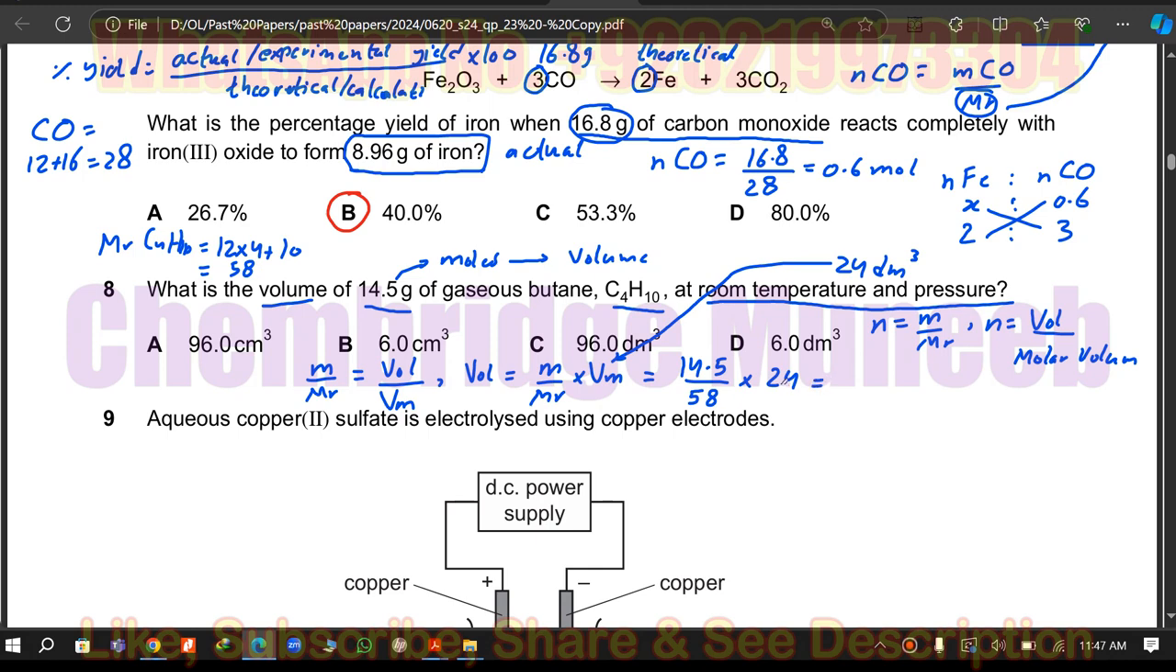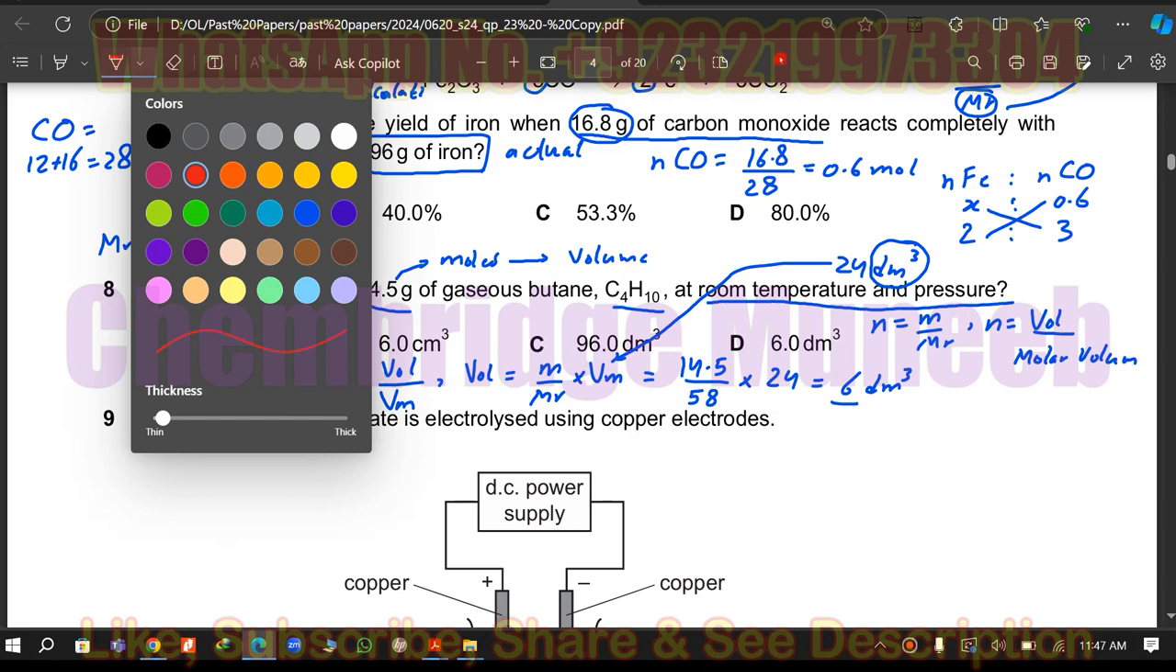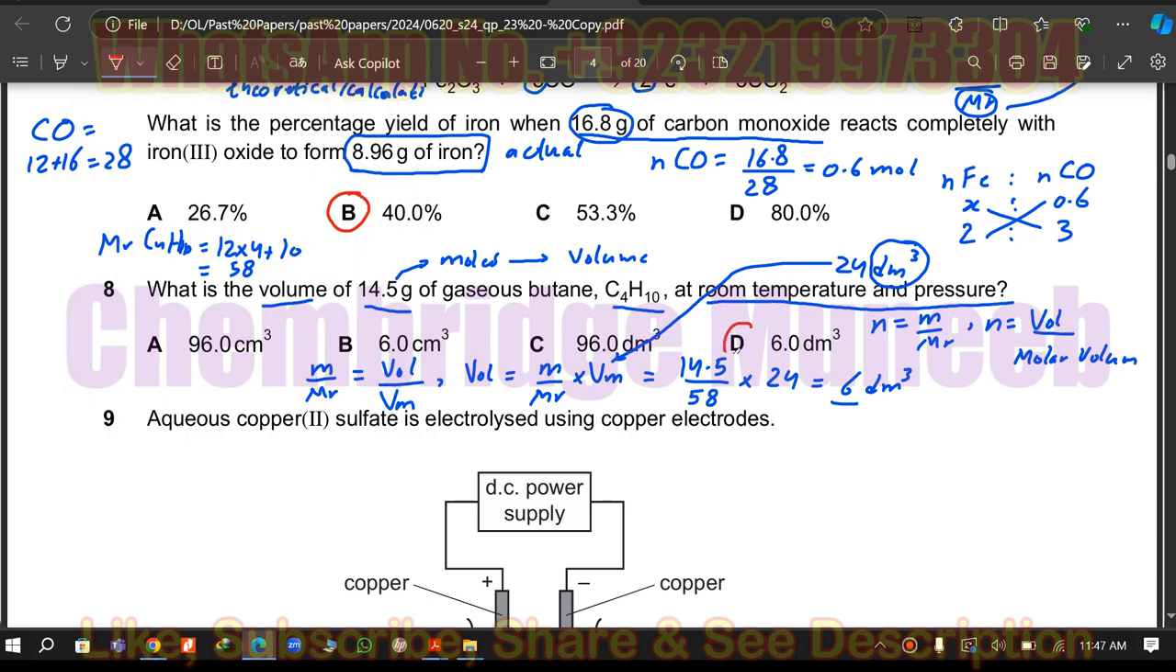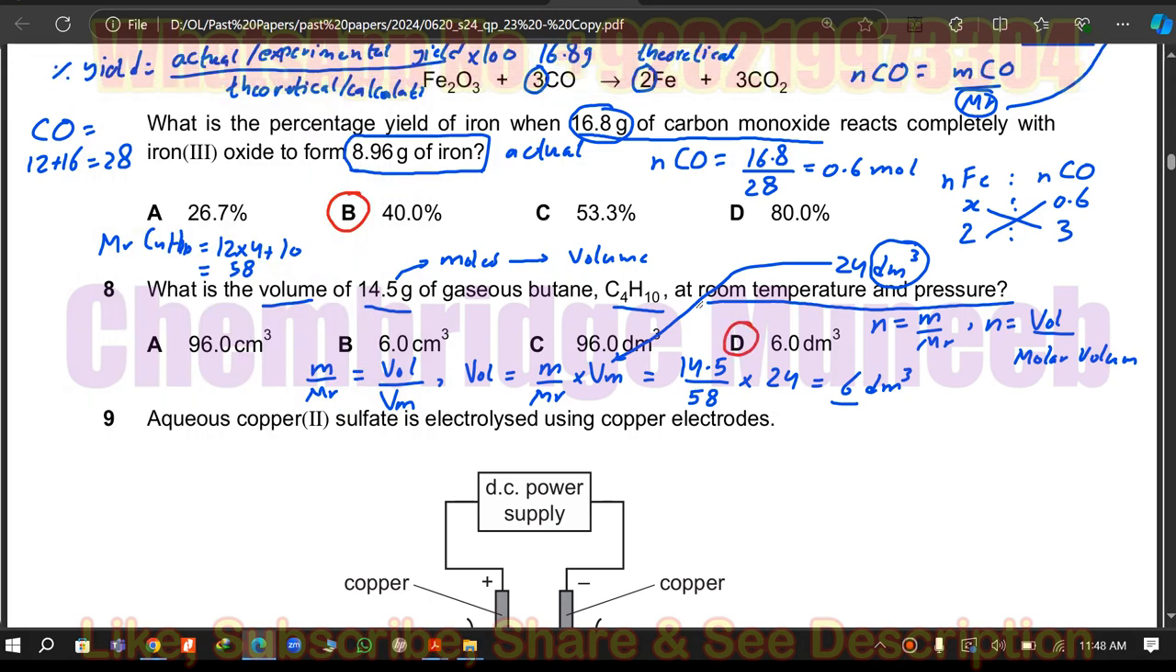Now use the calculator to find the value. You will get the answer of 6. Now is this 6 cm cube or dm cube? We can get this answer from the units we have used here for the molar volume. The units used were dm cube, so that's why we will write 6 dm cube. So the right option becomes D. The right answer is D.